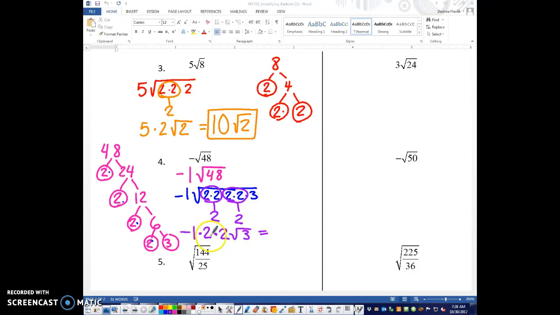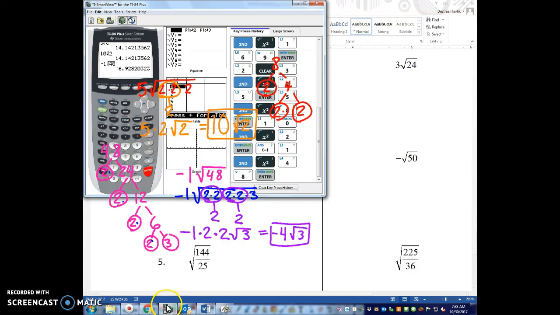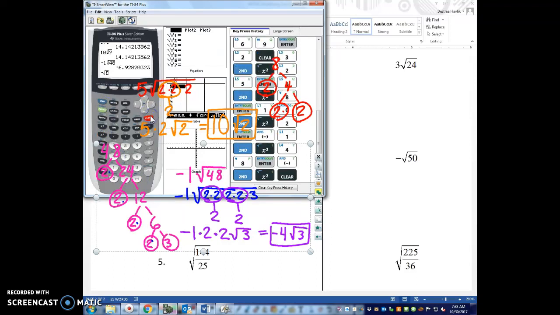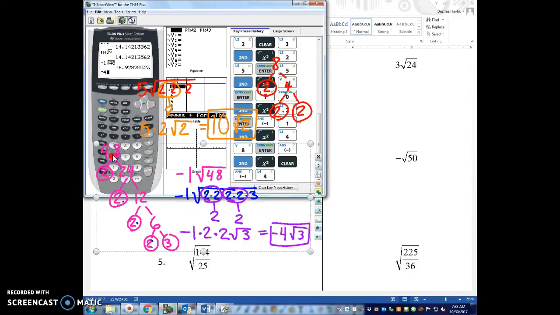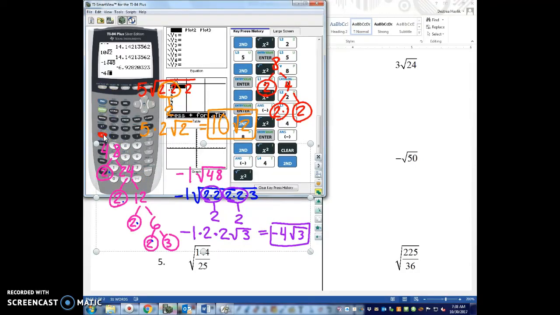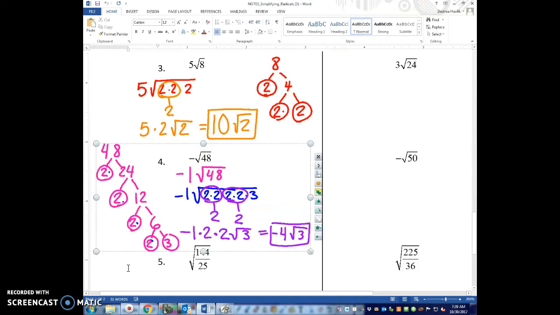What's negative 1 times 2 times 2? Negative 1 times 2 times 2 is negative 4. And then we have our square root of 3. So let's double check and make sure that's the answer. Negative 4 square root of 3. And it's the same thing, so we did it correctly. Now pause the video and do the one to the side.